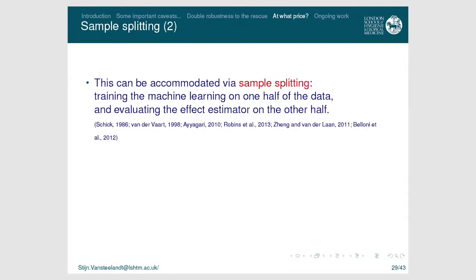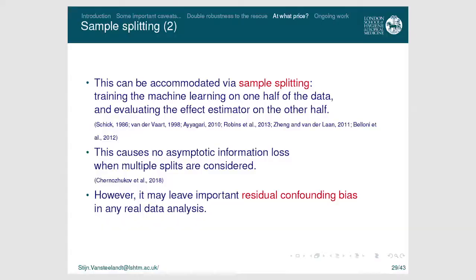which can be avoided by sample splitting. So sample splitting means we can cut our data sets randomly in half, use one half of the data to run the machine learning, and use the other half to do the evaluation of the treatment effects. We can obviously change the roles of the two samples. I can now use the other sample to run my machine learning and the first sample to evaluate treatment effect. And in this way, I would get two treatment effect estimators.